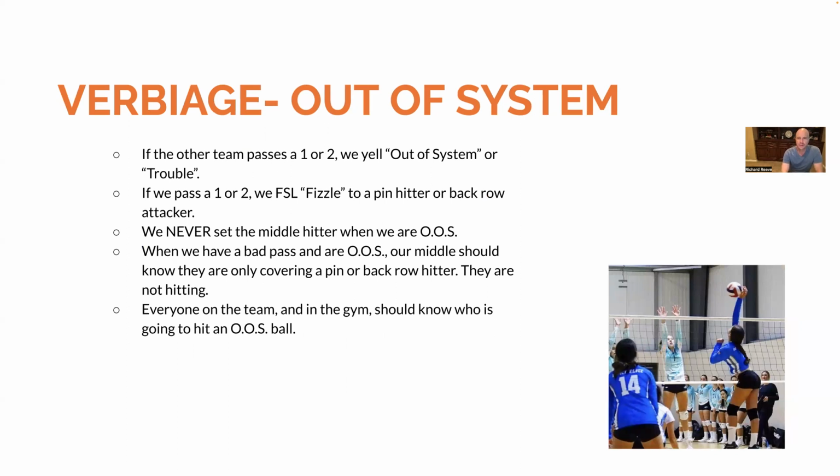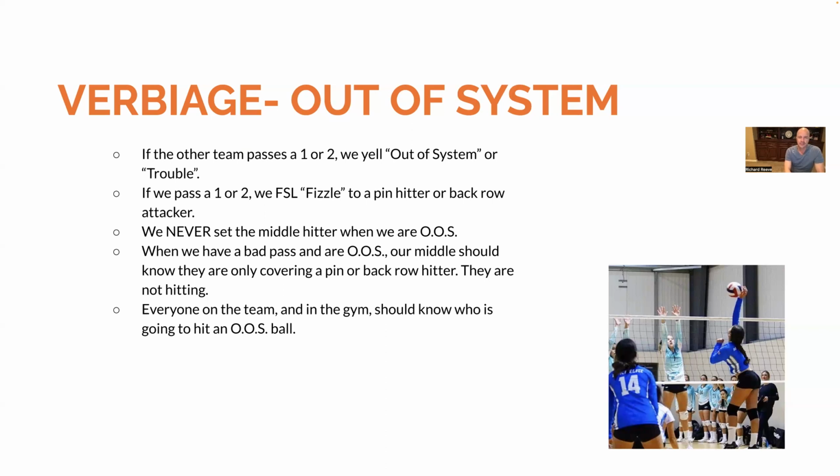All right, lastly, let's just talk about verbiage. A lot of this has already been said today in our training, but we'll just go over it. If the other team passes a 1 or 2, like if we serve and they pass a 1 or 2, we yell out of system or we yell trouble. If we pass a 1 or 2, we are going to fizzle to a pin hitter or back row attacker. That's just the terms we use. Fizzle, face, stagger, lift. The purpose of that is to better a bad pass and to put us back in the system with a high ball set to a pin or a back row attacker.